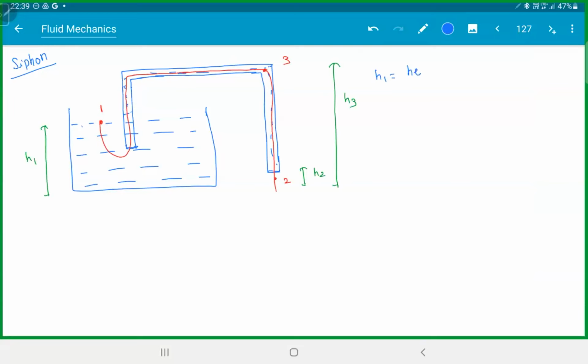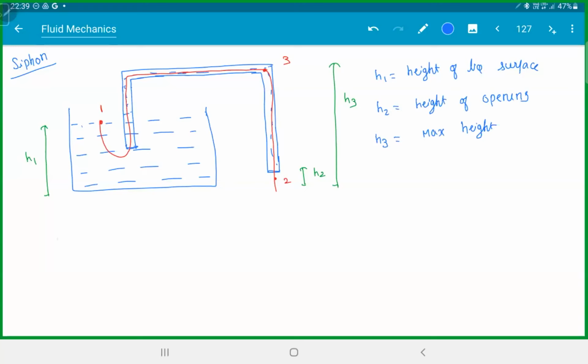h1 is the height of the liquid surface. That's not the height of the container. So if the liquid is going down, h1 will decrease. h2 is the height where the liquid exits. h3 is the maximum height, in the entire siphon, the maximum height of the process.